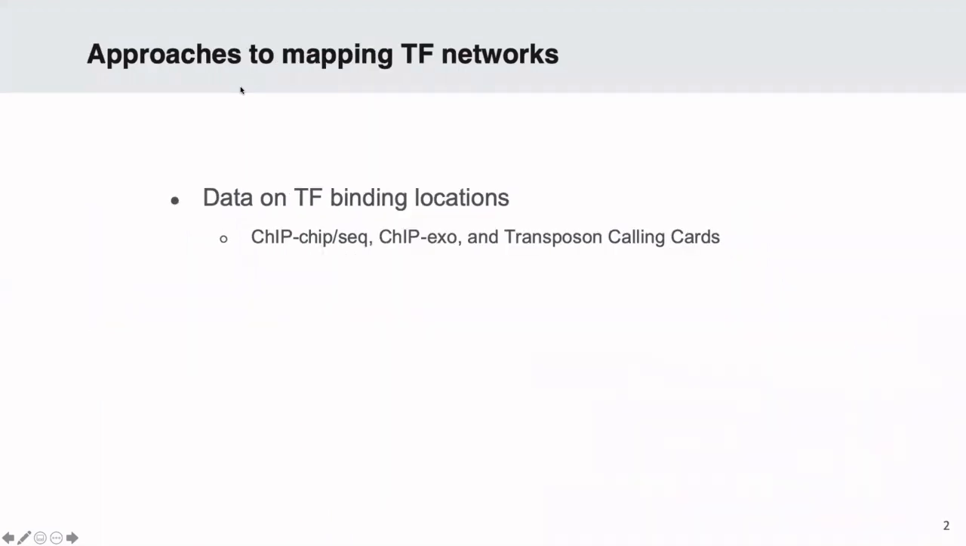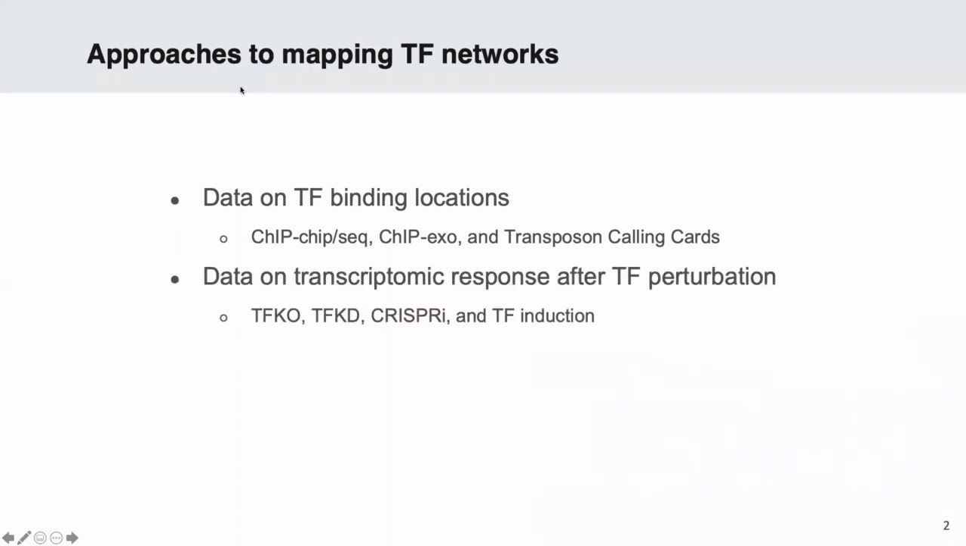There are many approaches to map TF networks. One approach is to rely on TF binding location data from assays such as ChIP-chip, ChIP-seq, ChIP-exo, and transposon calling cards. Another way to map the TF network is to use the transcriptomic response after you perturb the TF. These perturbations can come from knocking out the TF, knocking down the TF, doing CRISPR interference on the TF encoding genes, and you could also induce the TF.